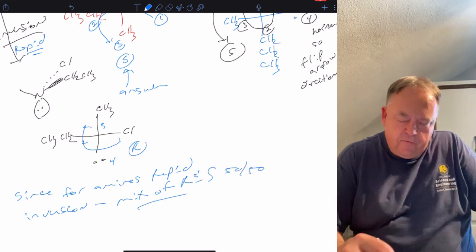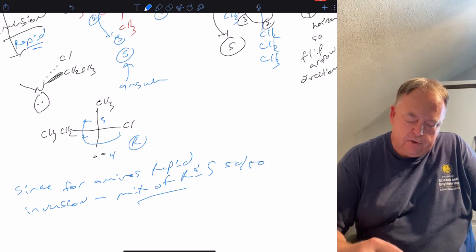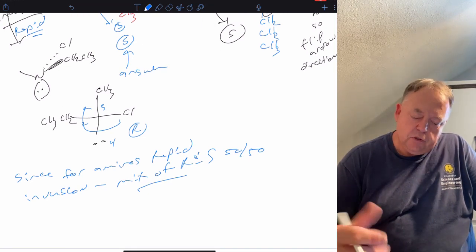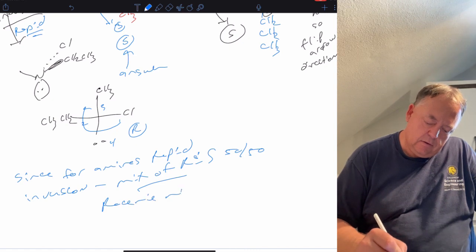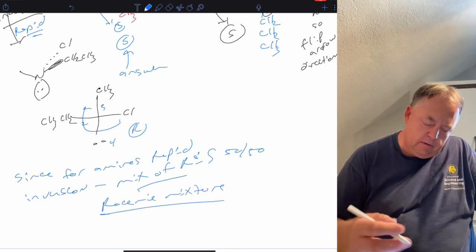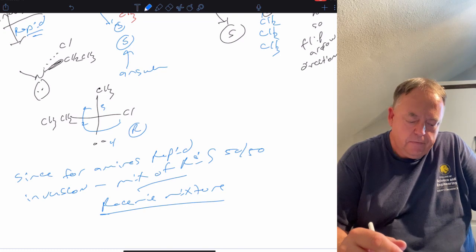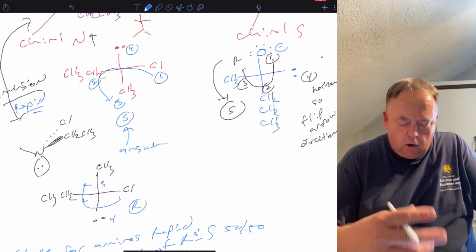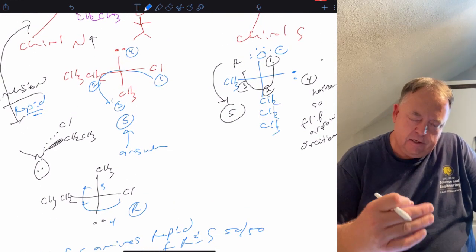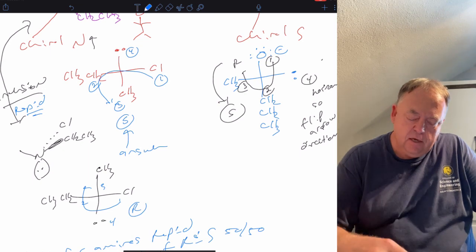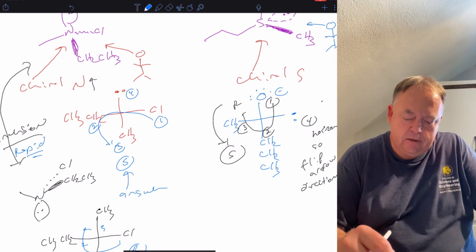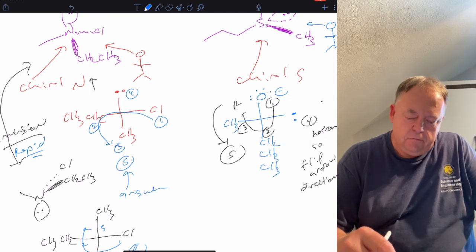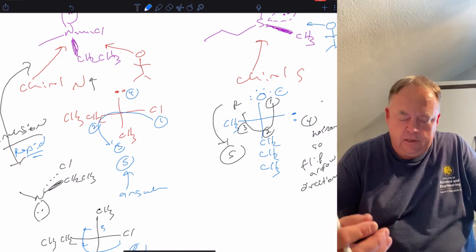So if you remember the term for that, if you have a 50-50 mixture of R and S isomers, that would be a racemic mixture, so optical activity would be 0. So the point is, for amines, it's hard to isolate them in optically pure form because of the rapid inversion. But for chiral sulfur containing compounds and chiral phosphorus containing compounds, it's easy in some cases to isolate them in optically pure form.